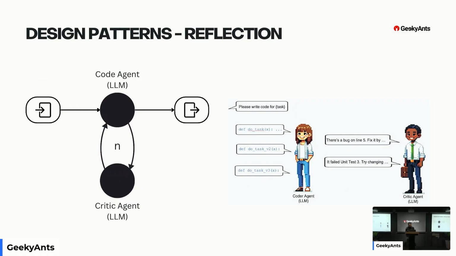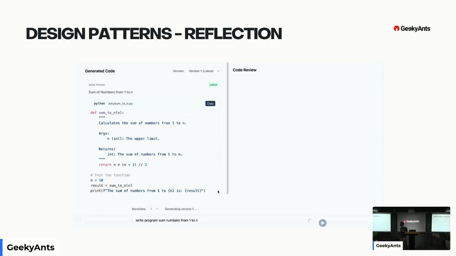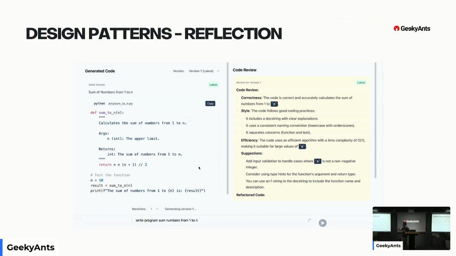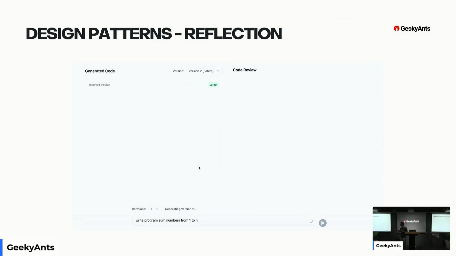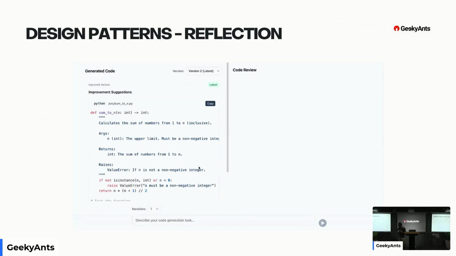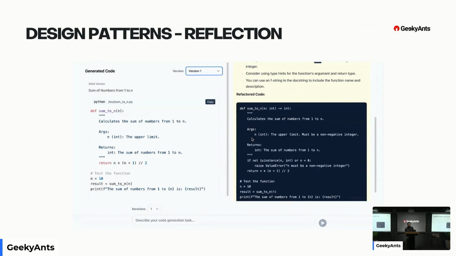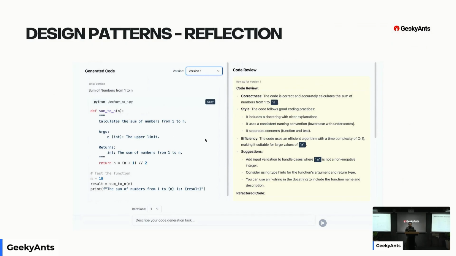I'll show you one example. I asked it to write a program to sum n digits, and it came up with the first version. Then the other LLM provided feedback on it, and it came up with the latest version. Here you see it handles all the errors automatically, so we don't have to prompt it again. The final output we get is a refined version. So this is one of the design patterns which we can use.